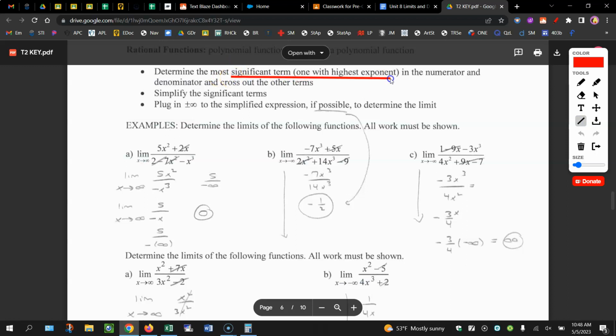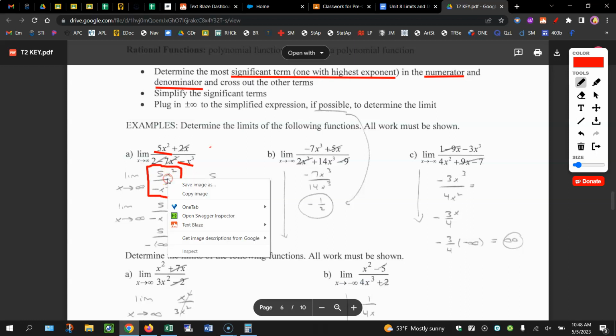significant term, which is the one with the highest exponent, in the numerator and in the denominator. So if we do that here, 5x squared has the biggest exponent in the numerator. This negative x cubed has the biggest exponent in the denominator. So that gets us down to here. Now we're going to simplify the x's. So 2 of the x's are going to simplify out, leaving you with just this negative x in the denominator. That's that second step here.